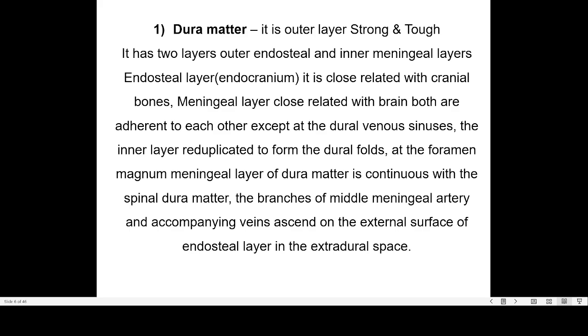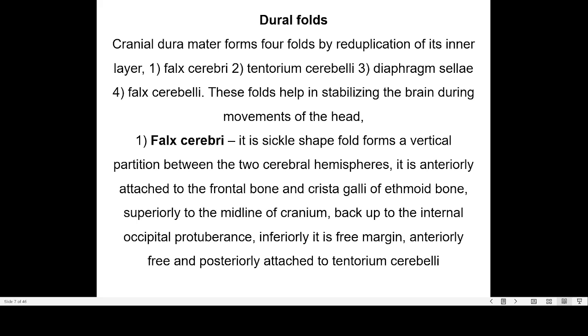The inner layer is reduplicated to form the dural folds at the foramen magnum. This meningeal layer of the dura mater is continuous with the spinal dura mater. The branches of the middle meningeal artery and accompanying veins ascend on the external surface of the endosteal layer in the extradural space. So usually the dura mater has important folds.